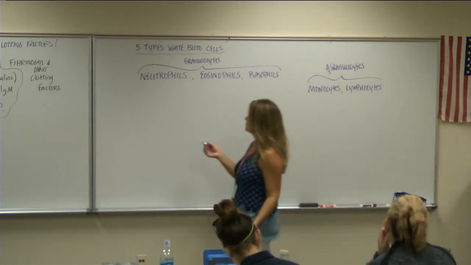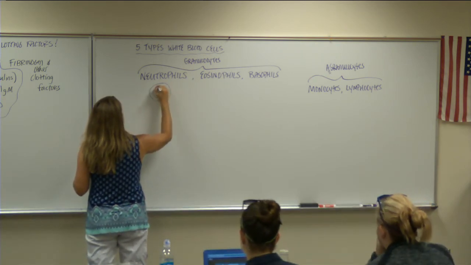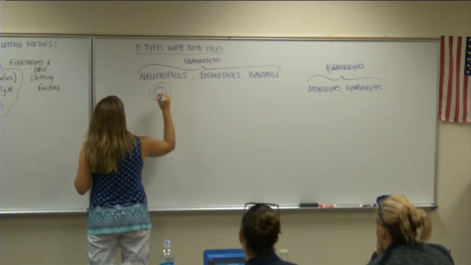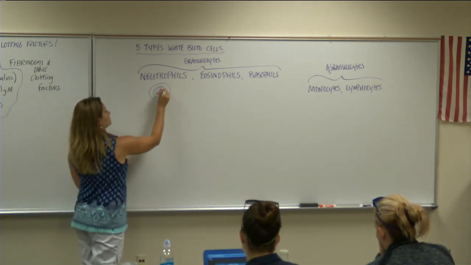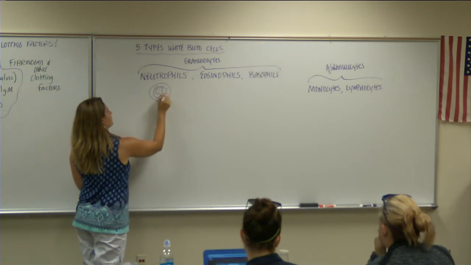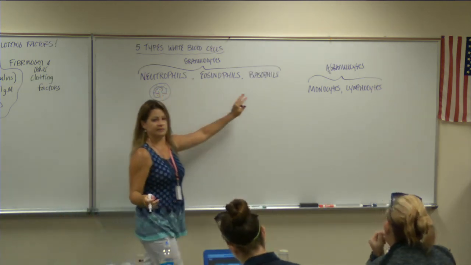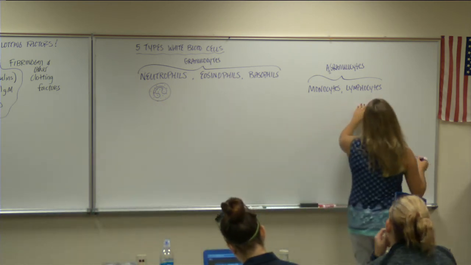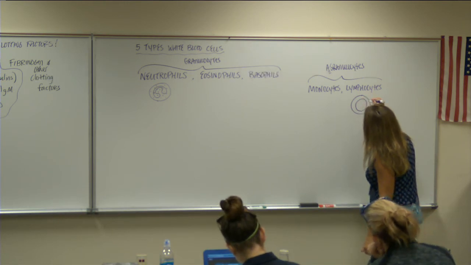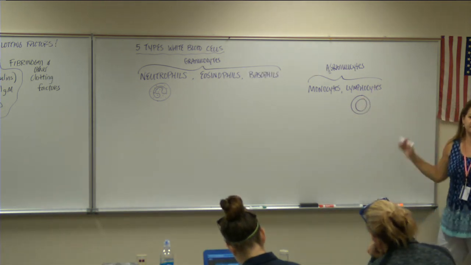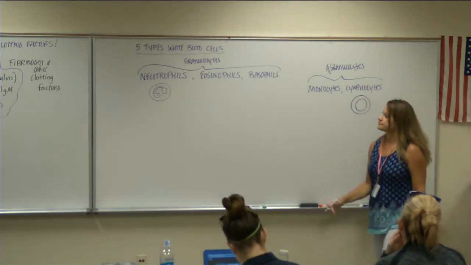If you were to look at a picture of a neutrophil, it would look something like this. The nucleus almost looks like headphones, and then it has all these little granules inside of it. You would see the same granules for the other granulocytes. If you look at the agranulocytes, you would typically see just a very large nucleus without those little granules. They might have little tiny ones, but not like these guys.